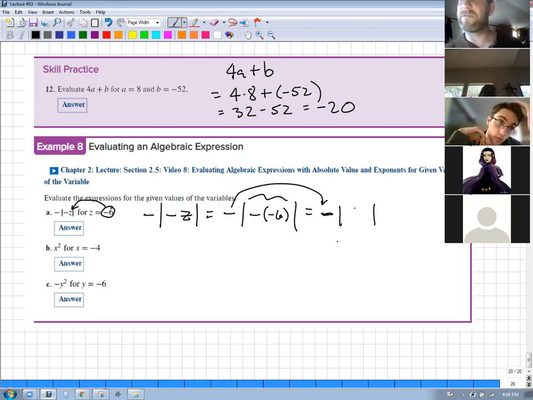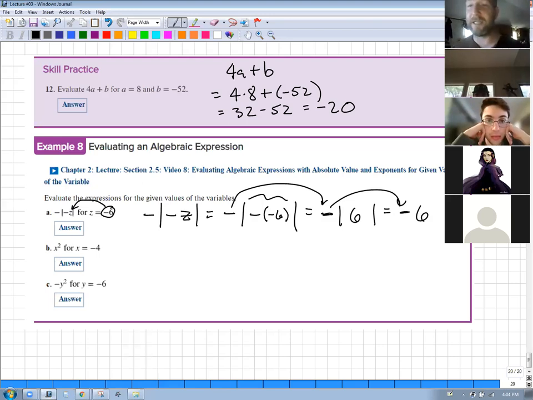Negative 6 is positive 6, so we keep our minus. The absolute value of 6 is just 6. So all of that is just -6.